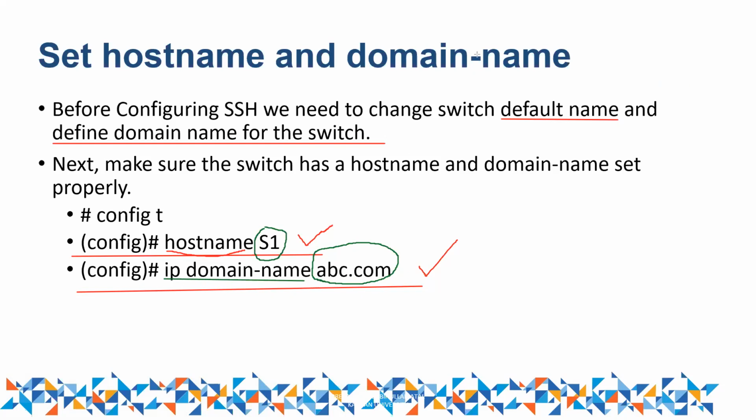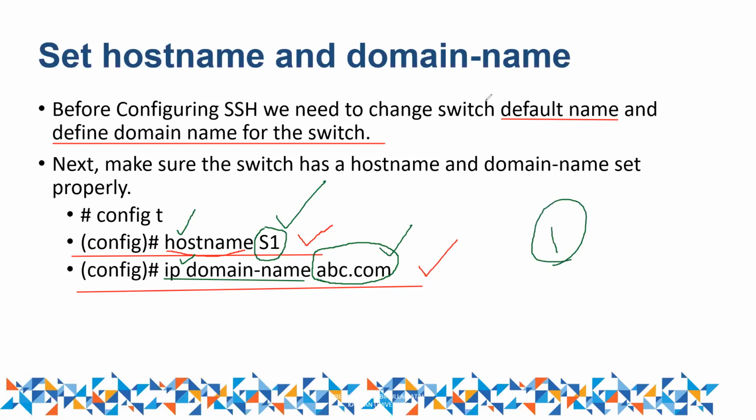So you can assign any switch name instead of S1, and you can assign anything instead of abc.com because this is something which you will define, okay? But you cannot make any changes in this command, host name and IP domain name, because you have to follow the syntax and semantics of each command, okay? So this is the first step.